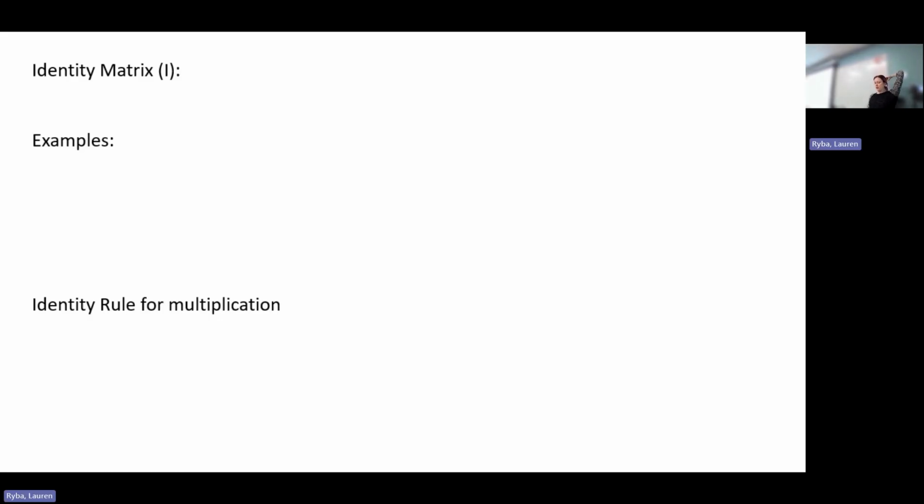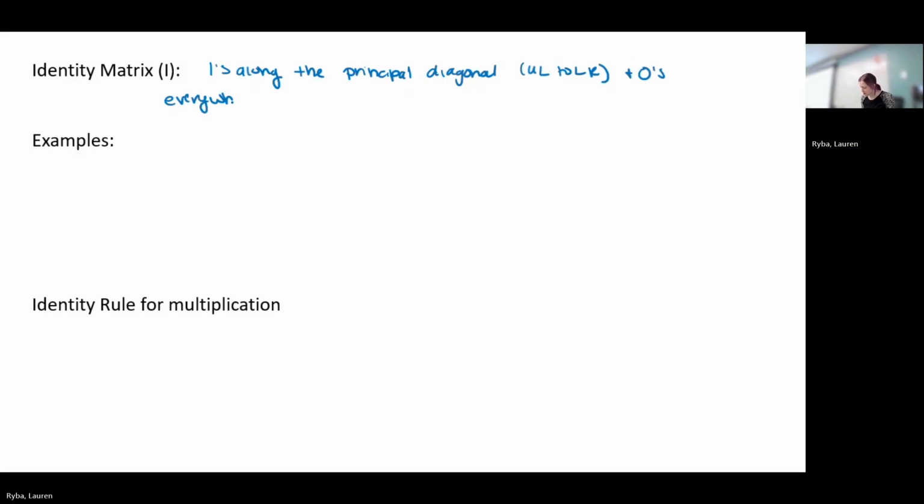So we're going to recap, kind of review, what's called the identity matrix. We have talked about it before. The identity matrix is also recognized as capital letter I. What we have is ones along the principal diagonal, meaning from upper left to lower right, and zeros everywhere else.